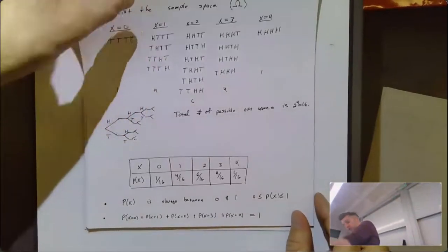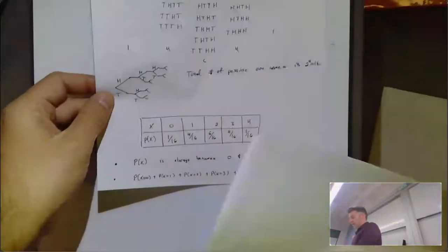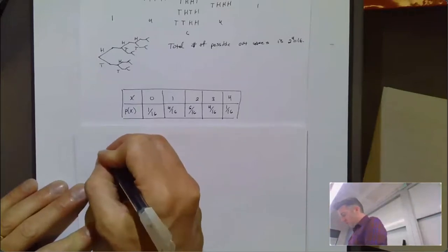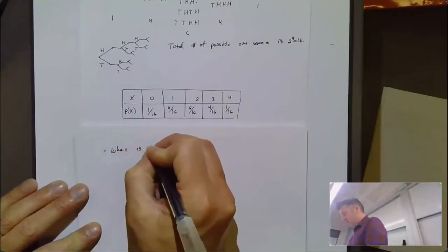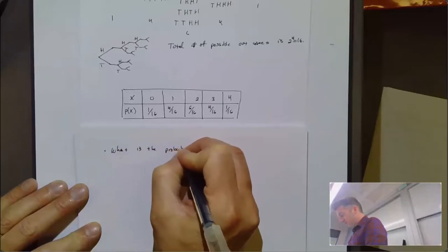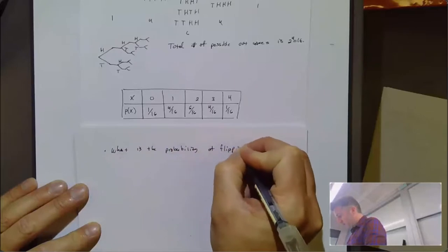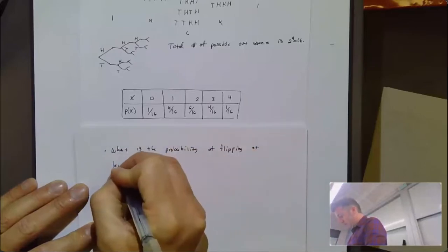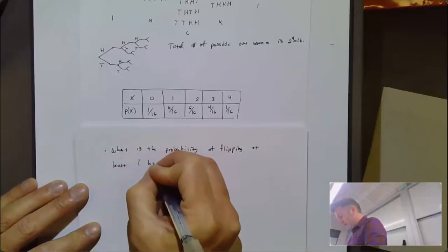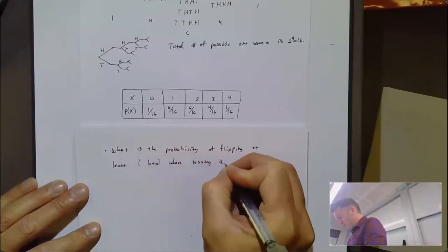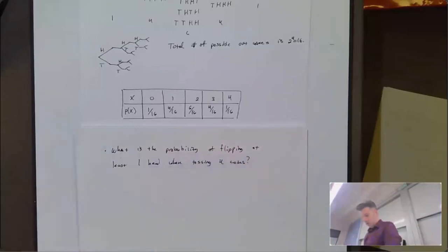But then we can use this table to answer other questions like, what is the probability of flipping at least one head when tossing 4 coins? Well, we can literally look at the chart and see what those probabilities are. So the probability of tossing at least one head.